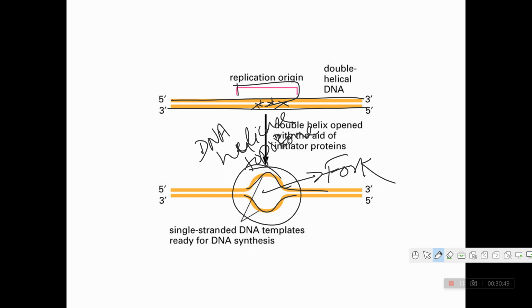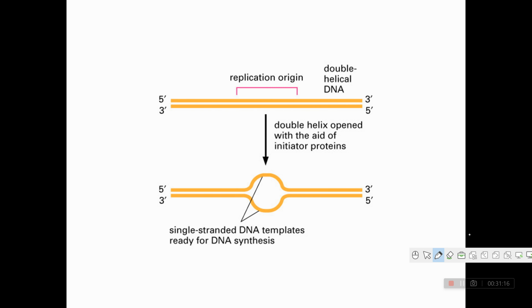And in this direction where the fork will move, in that direction only the polymerase will move. If the polymerase does not move in the direction of the fork, then an Okazaki fragment will be formed there.